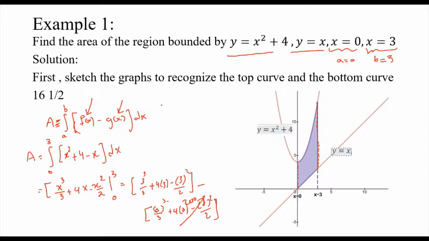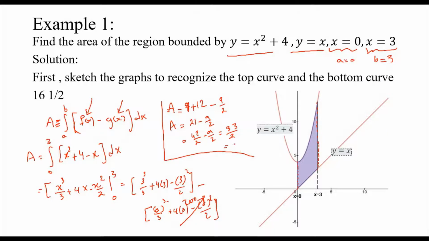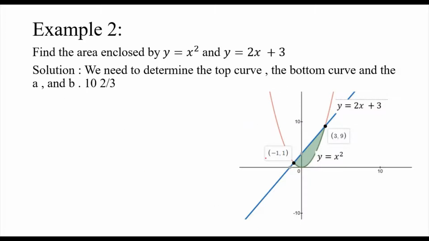So I'm going to calculate that value right here. The area will be equal to 27 over 3, 9, plus 12, minus 9 over 2, which is basically 21 minus 9 over 2, which is 42 over 2 minus 9 over 2. That is equal to 33 over 2, or in other words, it is 16 and a half. So this area is going to be 16 and a half square units. Let's look at another example.